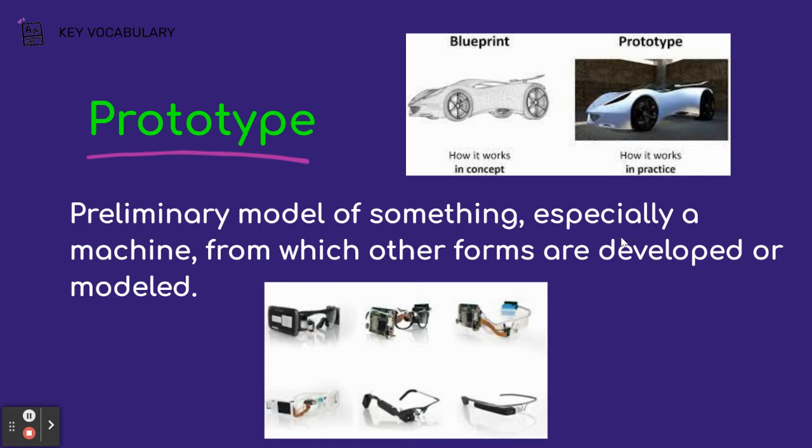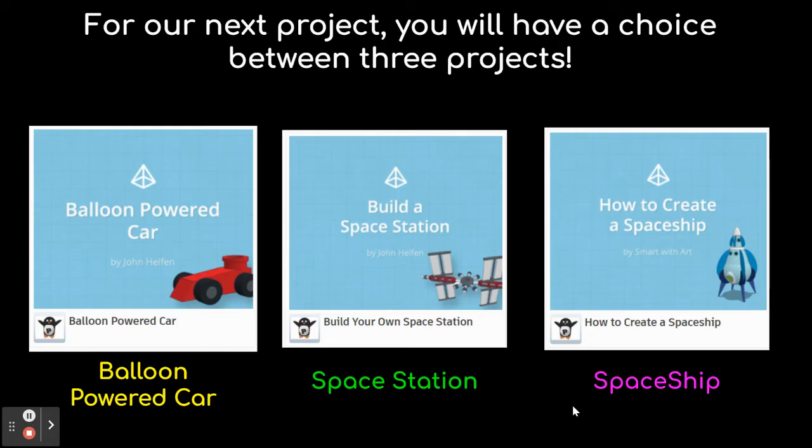I thought this was pretty cool, this picture down here that shows the evolution of smart glasses, where it shows, when people first started messing with this technology, it's like taping a cell phone to the side of your head. And you can kind of see how it's developed over time. So that's a prototype.